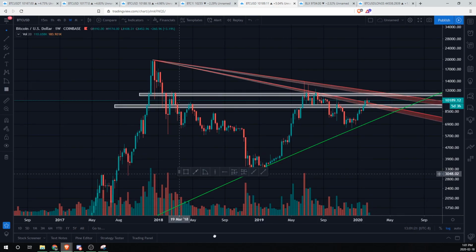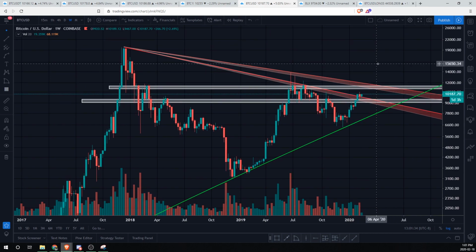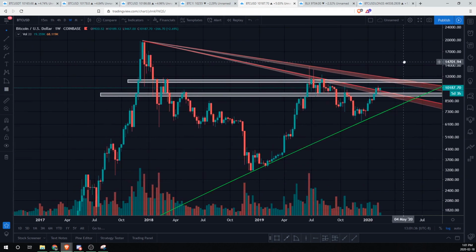And then also taking a look at the weekly, we can see the zone a lot more clearly. We see 11K is the start of it, but like I said before, 11.5 to 12K is where I'm looking to take a lot of profits here, and then we'll maybe see a consolidation.